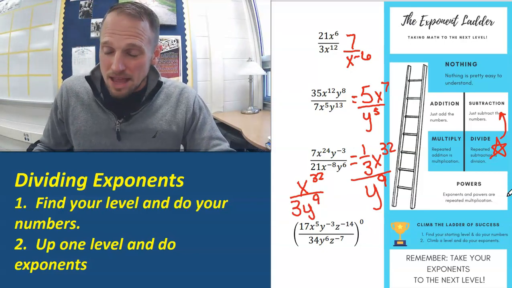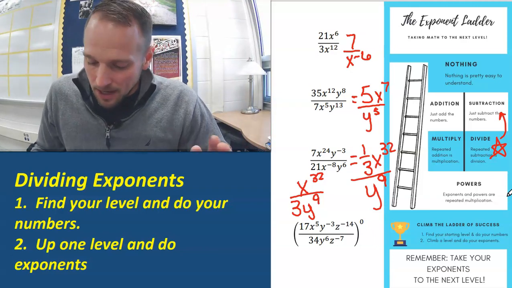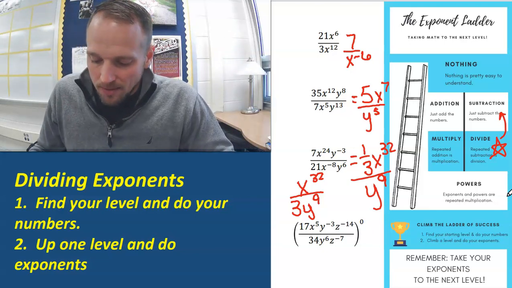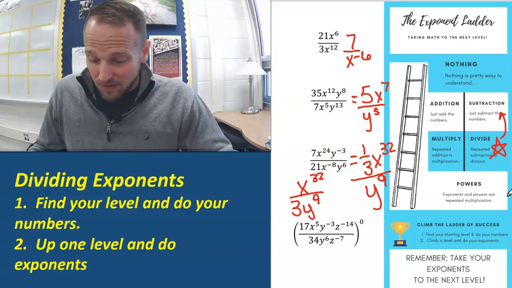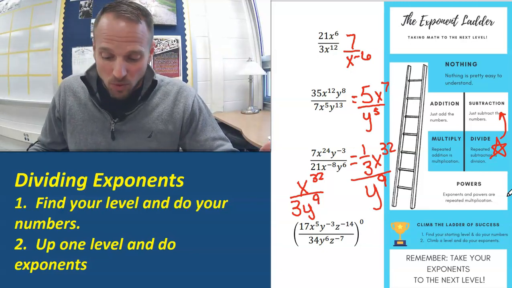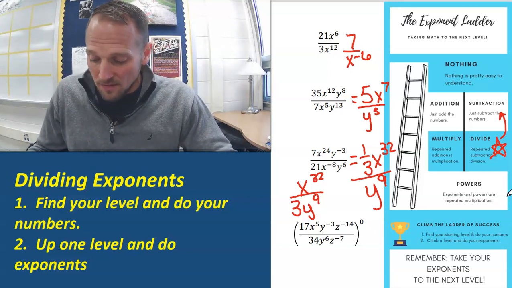Not easy. That one was tricky. And looking down at this bottom one, this is going to be even tougher, isn't it? Because I see a negative 3 in there. I see a negative 14. I see a negative 7 exponents. X, Y, and Z this time. This is looking really tough.